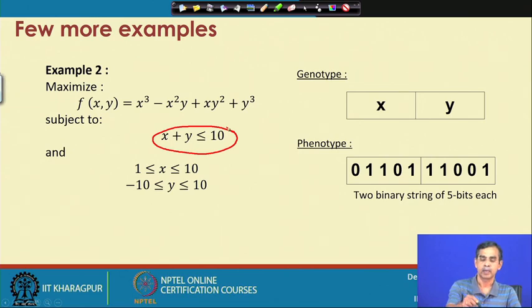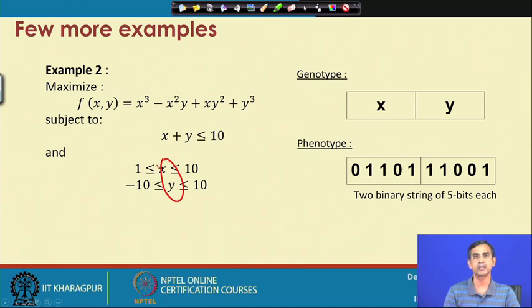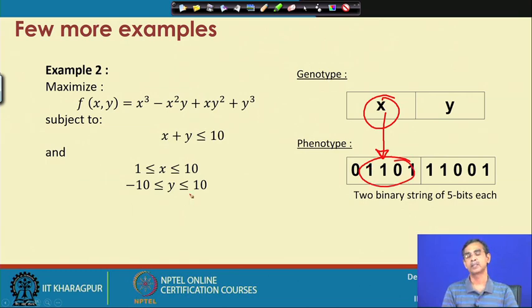that means x plus y should be less than or equal to 10. Now, here we also see the range of values that x and y should have. x should be within 1 and 10, so 10 different values, and y should be from minus 10 to 10, so 21 different values. For the 10 different values we can easily use 4 binary bits to represent x, however, I have used 5 binary bits, absolutely no problem. Similarly, we can represent the 21 different numbers within the range minus 10 to 10 by another 5 binary bits.